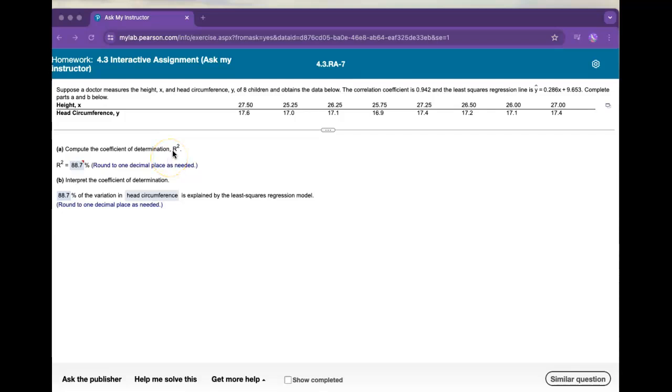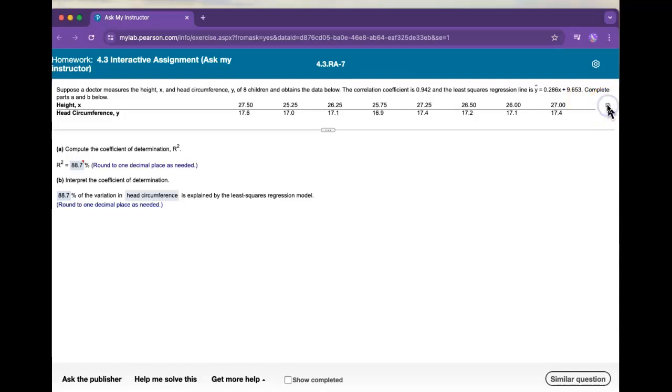Now, one way to get the coefficient of determination, r squared, is we could go back to StatCrunch, or we can use the fact that it is r squared. And since the correlation coefficient is 0.942, we can take that number and square it to get r squared.